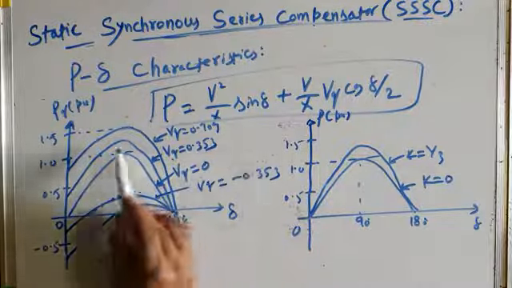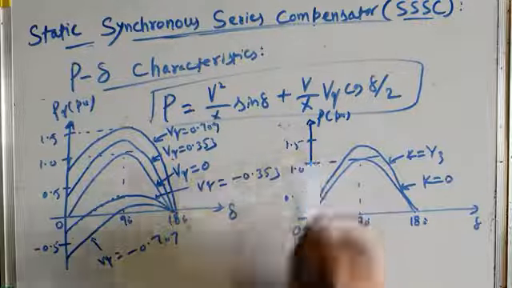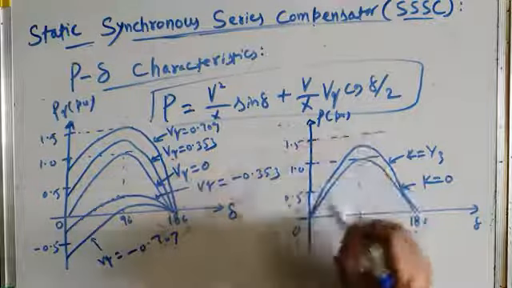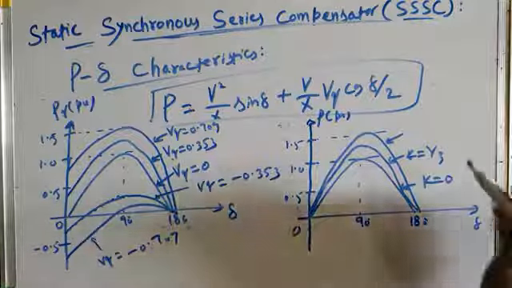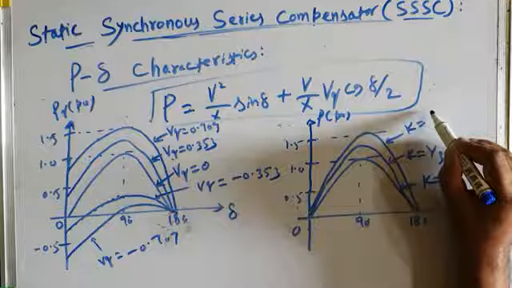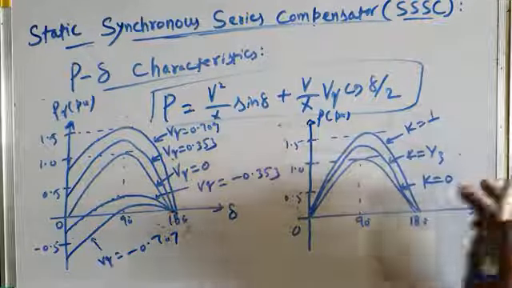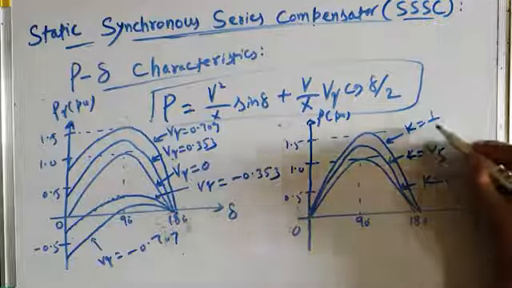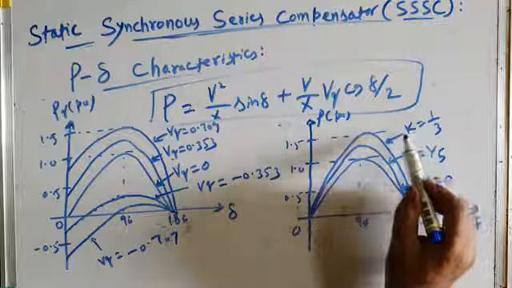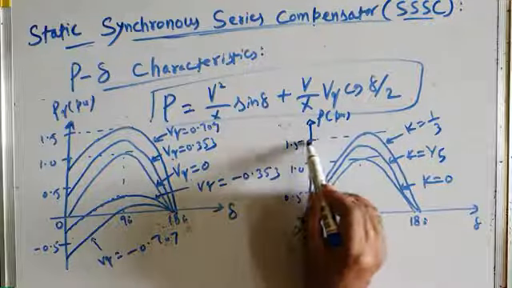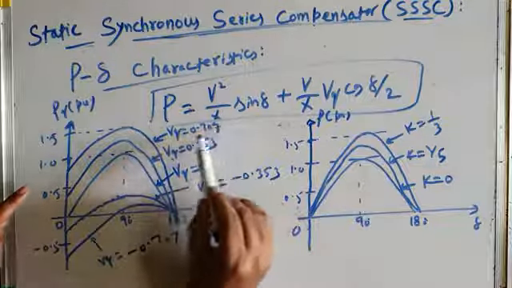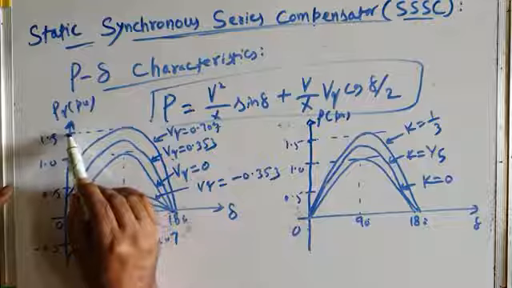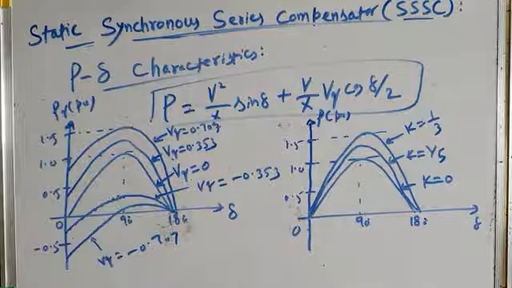Similar. Here peak is less than 1, here also peak is less than 1. And if we increase degree of series compensation by increasing the capacitive reactance further, here K is 1 by 5. Now make K equal to 1 by 3. K equal to 1 by 3 gives a peak transmitted power of 1.5 per unit, which is equivalent to VQ equal to 0.707. VQ equal to 0.707 also gives a peak transmittable power of 1.5 per unit. So this is the similarity between the two.